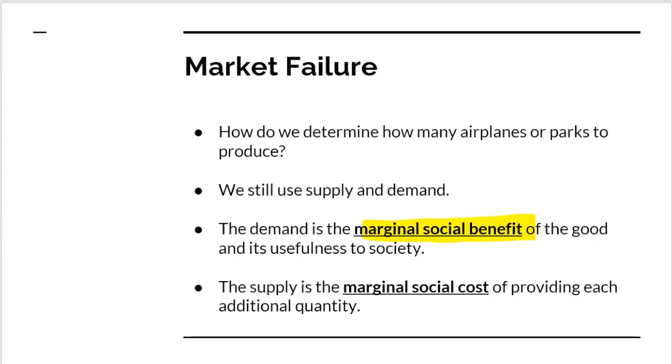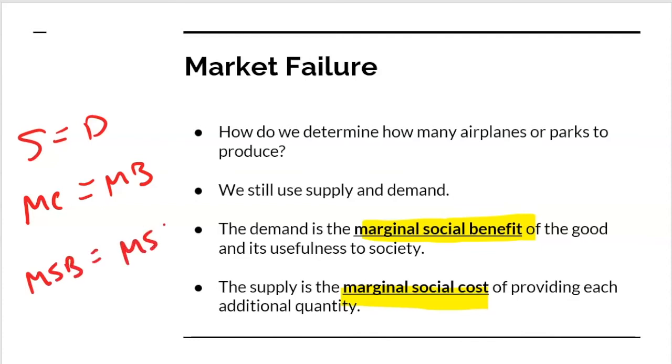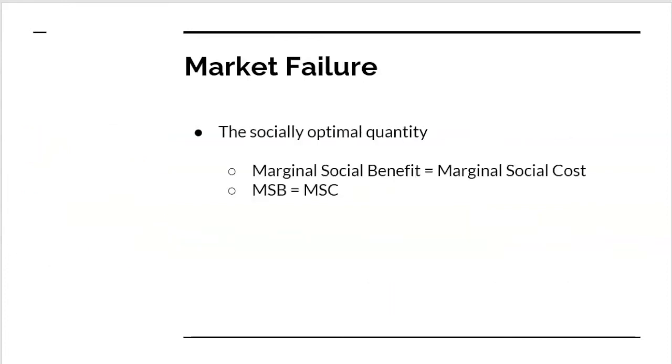The marginal social benefit is how much the good is benefiting society, and so we're going to equate that with our demand curve. Our supply curve is marginal social cost: how much does it cost to produce an additional airplane or an additional good? Much like we want to produce where supply meets demand, where marginal cost equals marginal benefit, we want to produce where our marginal social benefit equals our marginal social cost. That is going to be our socially efficient output and socially efficient price.